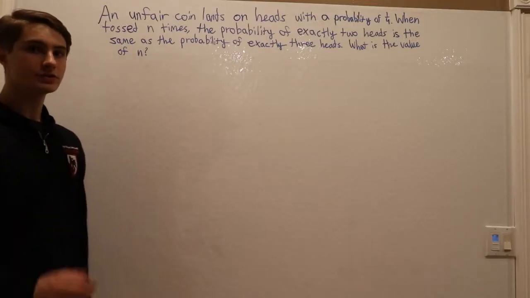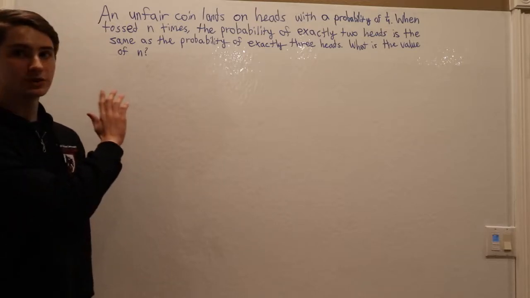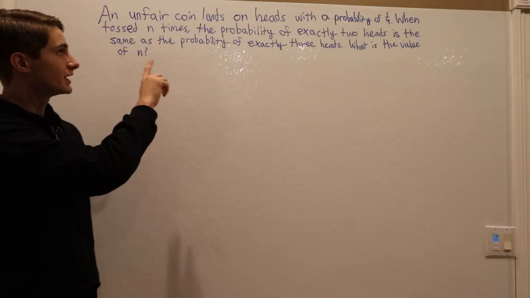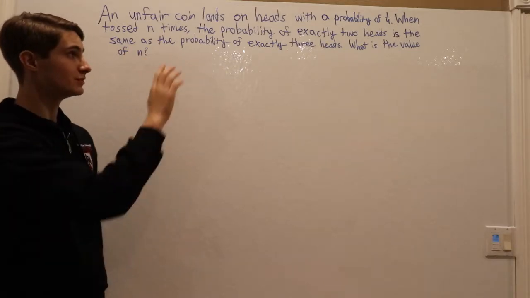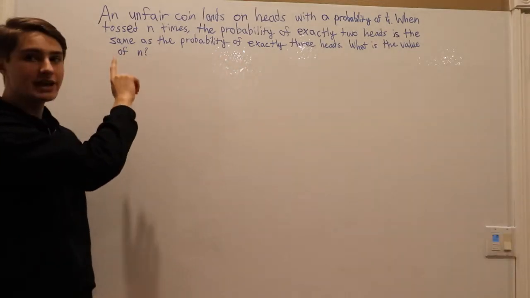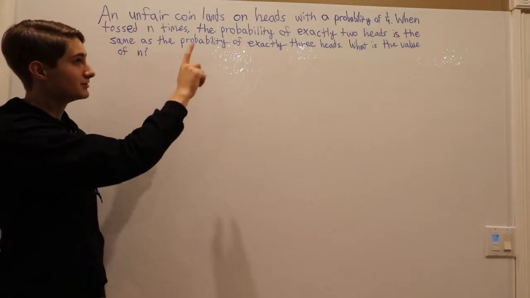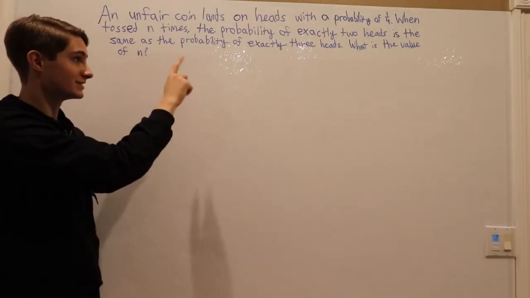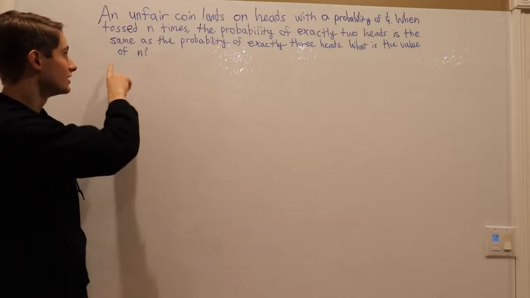Okay, we're going to do the 2015 AMC 12B problem 17. An unfair coin lands on heads with a probability of 1/4. When tossed n times, the probability of exactly 2 heads is the same as the probability of exactly 3 heads. What is the value of n?